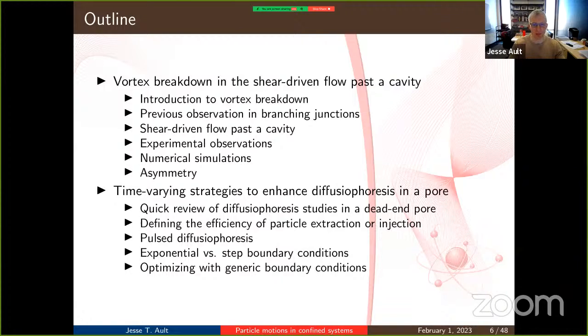In particular, can we use pulsed diffusiophoresis, where we repeatedly switch the concentration boundary condition next to the pore, or can we use some kind of time varying condition, like an exponentially decaying solute condition at the wall, or some other generic boundary condition? And how can we do something kind of like reverse function optimization to maximize what we're trying to achieve, which is injecting or withdrawing particles from some confined system. So first, I'll talk about this vortex breakdown problem. And we can start with just a quick introduction to vortex breakdown.